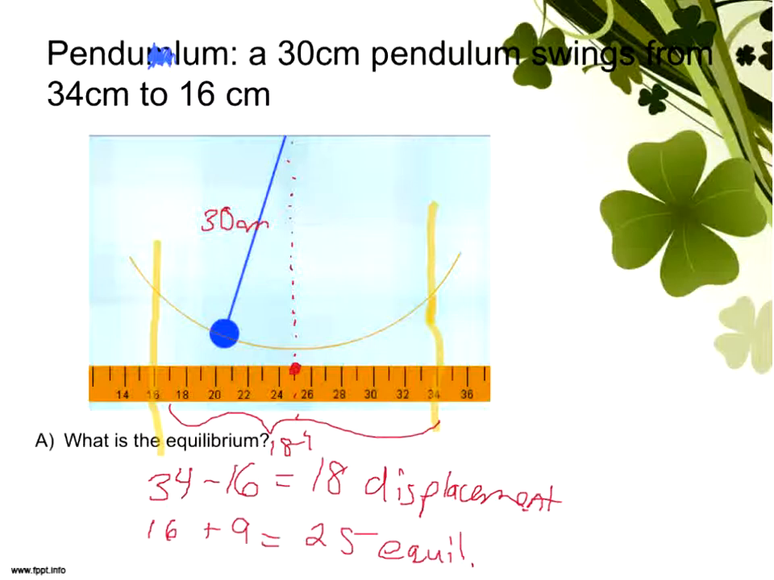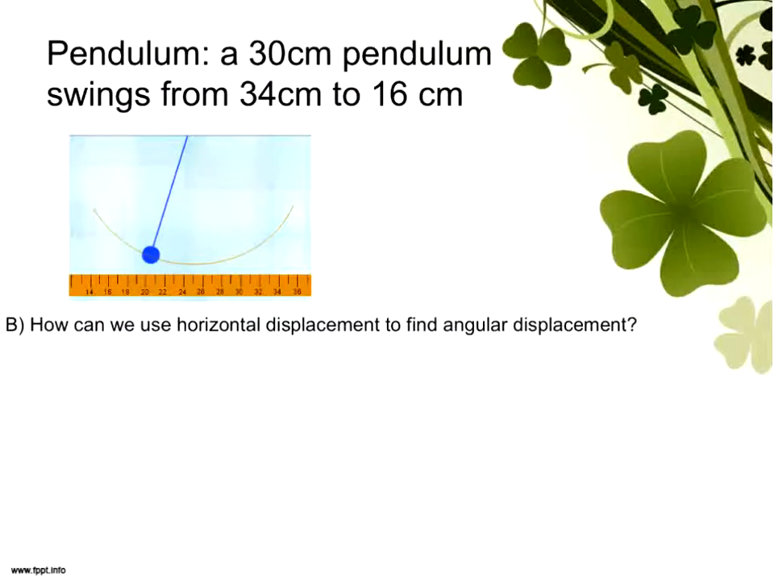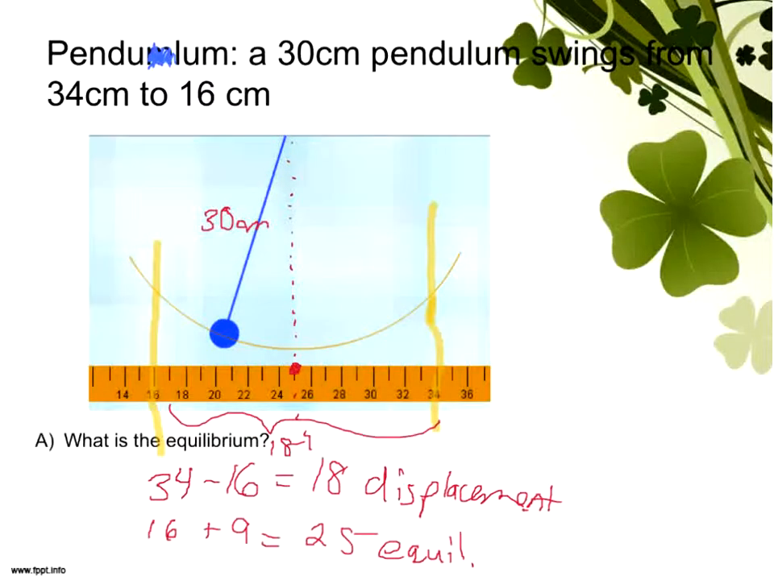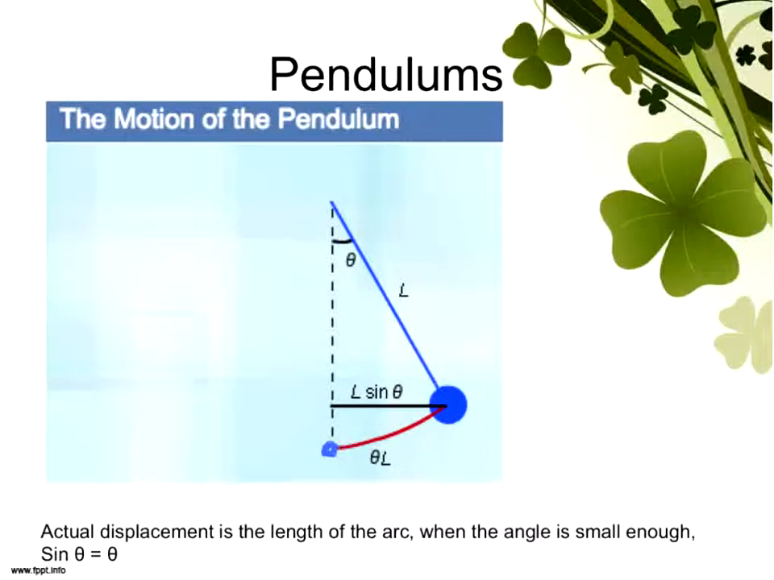Now let's try this one. How can we use horizontal displacement to find angular displacement? Remember before I was telling you that when the angle is super small, we are able to use the horizontal displacement. Let me show you real fast again. When our angle is super small, we are able to use the horizontal displacement to help us figure out the actual displacement.